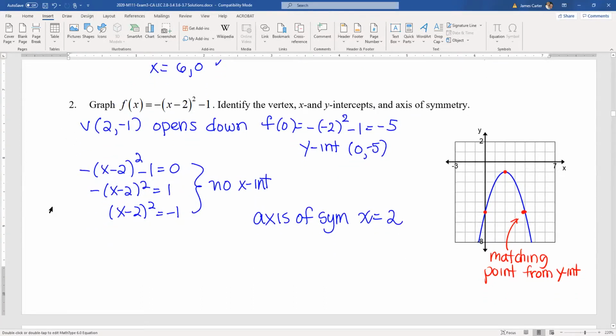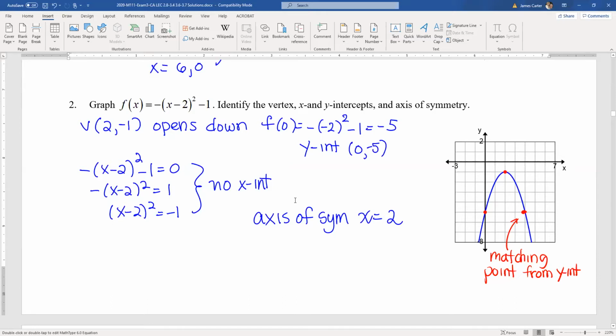Okay, problem number 2. This time we have a negative a, so this thing's going to open downwards. The line of symmetry is going to be x equals +2. 1, 2, you can see the line of symmetry here.